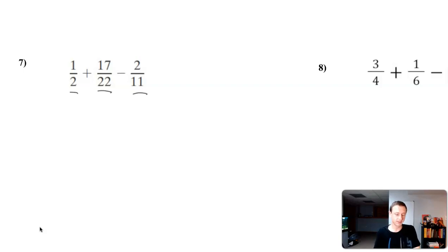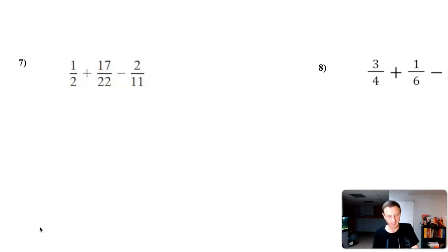Now, in some cases, that's easy. That's not super complicated. But what if we had like 4 or 5 or 6 fractions, or even just really weird numbers, where finding the least common denominator might make it a little bit more difficult? I typically, in a scenario like this, it isn't super hard to just look at 2, 22, and 11 and notice 2 goes into 22, 11 goes into 22, because 11 times 2.